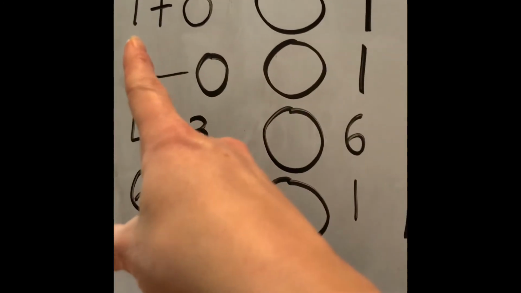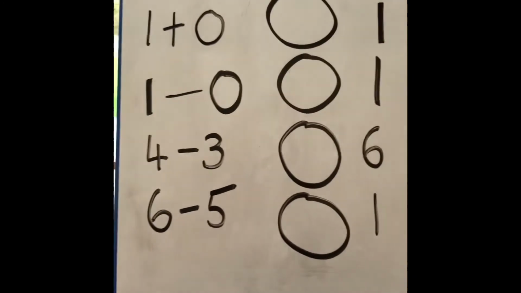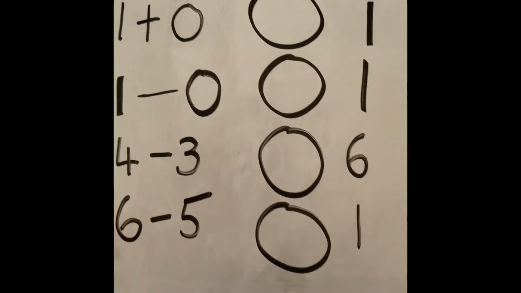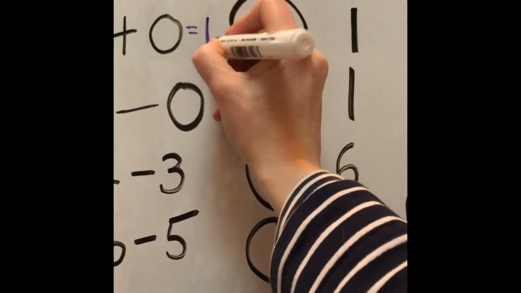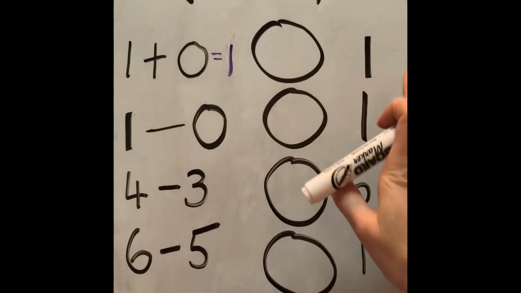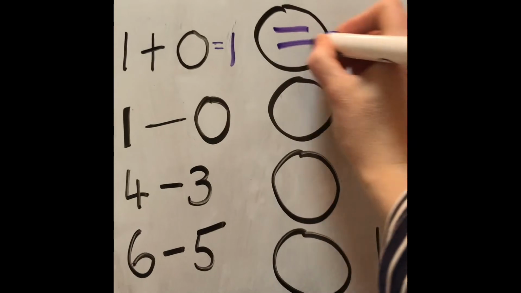So here, for example, we've got 1 add 0. Well, we know that 1 add 0, add nothing, is still 1. So we know that's still going to be 1. So then when we're comparing 1 and 1, we know that 1 and 1 are the same. So we're going to need an equals in the middle.